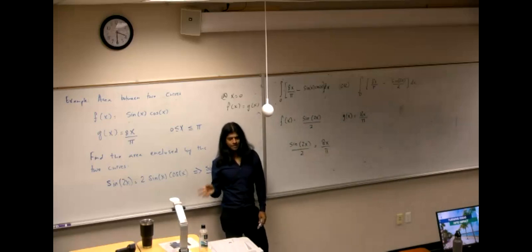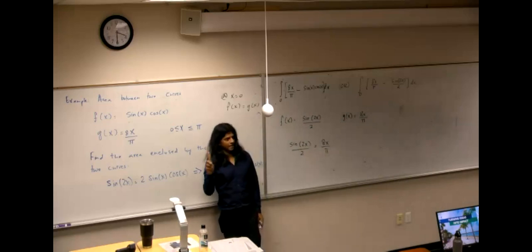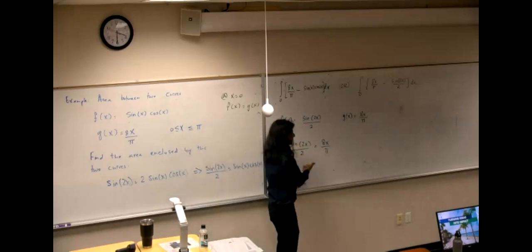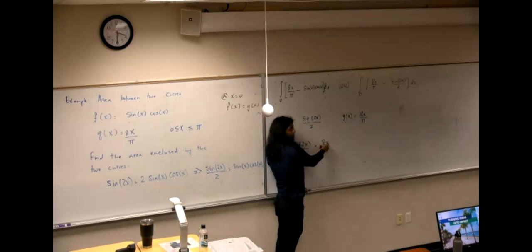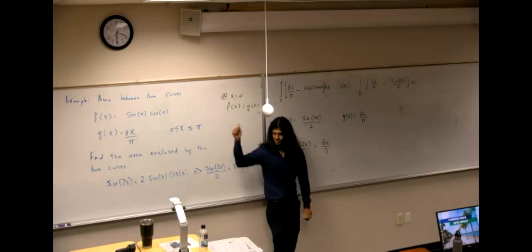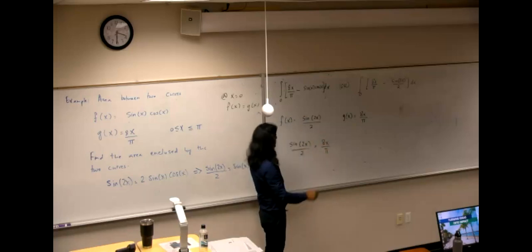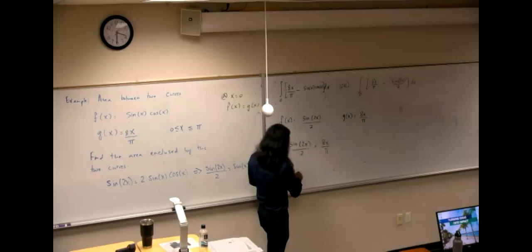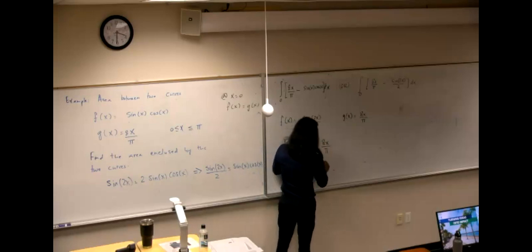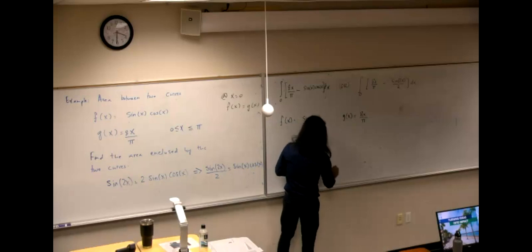I already know x equal to 0 is a point of intersection. It will satisfy the equation here as well, or else my life would be meaningless. 8 times 0 is 0, sine 0 is 0, 0 equals 0, check. We've got to find the next one. So to do that, sine 2x equals 16x over pi.